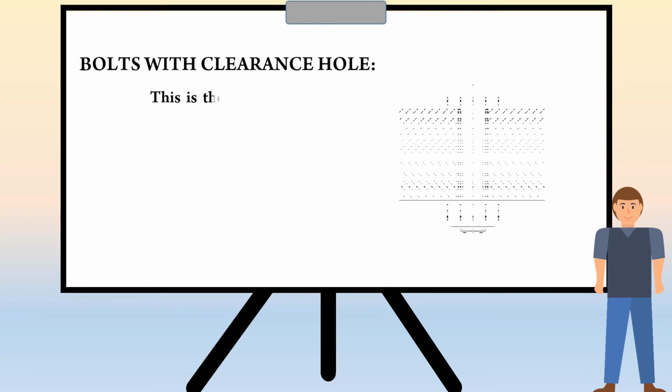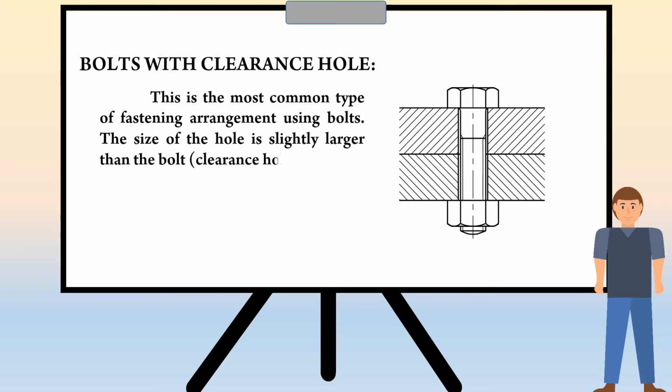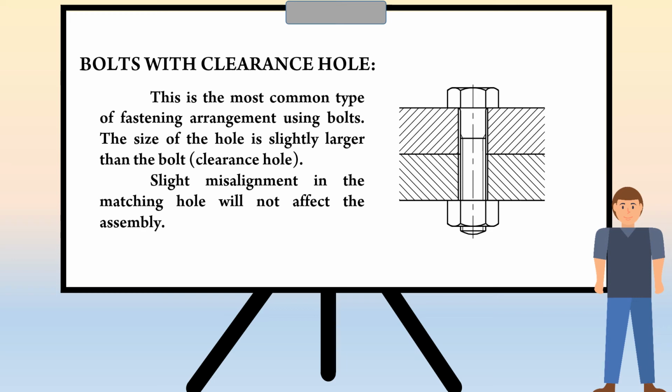The first one is bolts with clearance hole. This is the most common type of fastening arrangement using bolts. The size of the hole is slightly larger than the bolt. Slight misalignment in the matching hole will not affect the assembly.